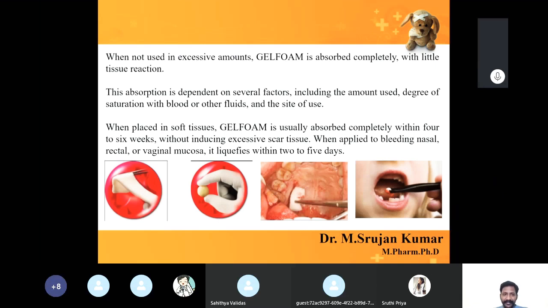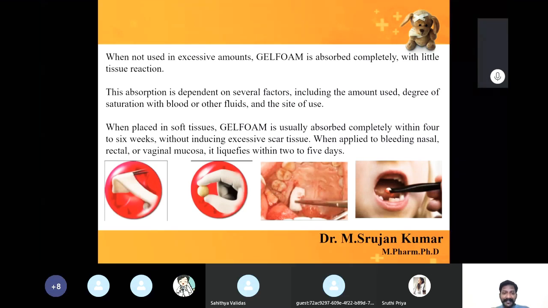When placed in soft tissues, so here we are talking about one point, when this absorbable gelatin sponge is applied to soft tissues, gel foam is usually absorbed completely within 4 to 6 weeks. When you are applying to soft tissues, how efficient this gel foam is, you just check. It will take 4 to 6 weeks to get your gel foam completely absorbed in the soft tissues. How efficient your gel foam is, just notice here. Without inducing excessive scar tissue, it will not cause any sort of scars on that affected area.